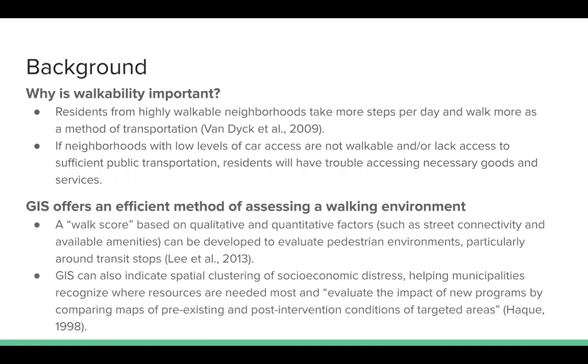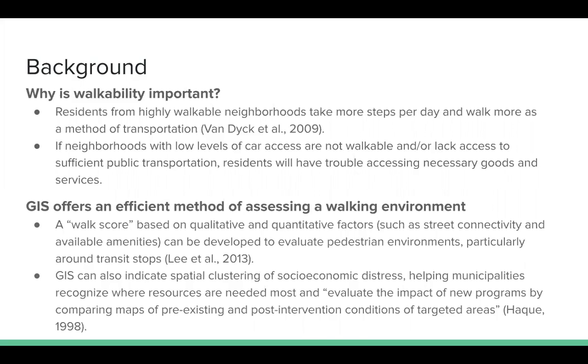For some background information, why is walkability important? Walkability is an important indicator of resource access within a neighborhood, as well as a determinant of residents' physical well-being. With that being said, residents from a highly walkable neighborhood take more steps per day and walk more as a method of transportation. If neighborhoods with low levels of car access are not walkable and/or lack access to sufficient public transportation, residents will have trouble accessing necessary goods and services.